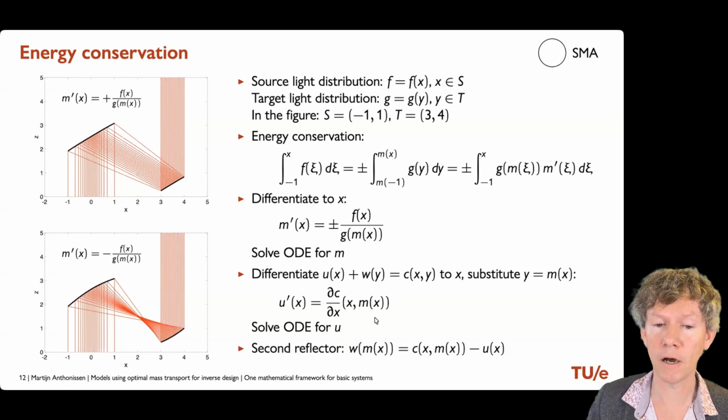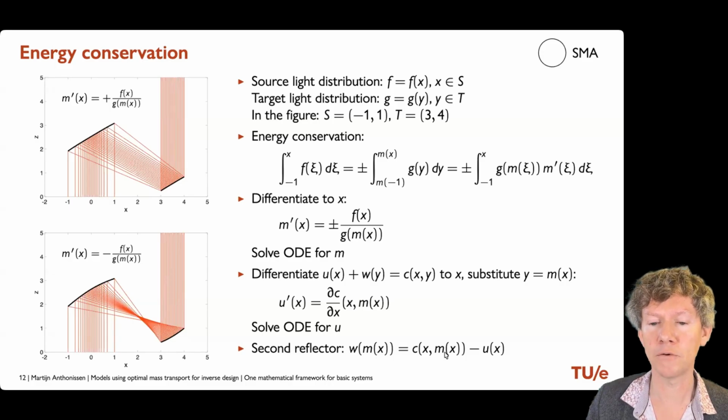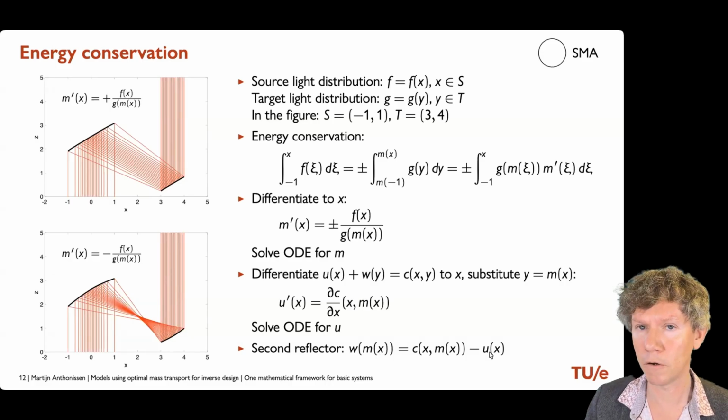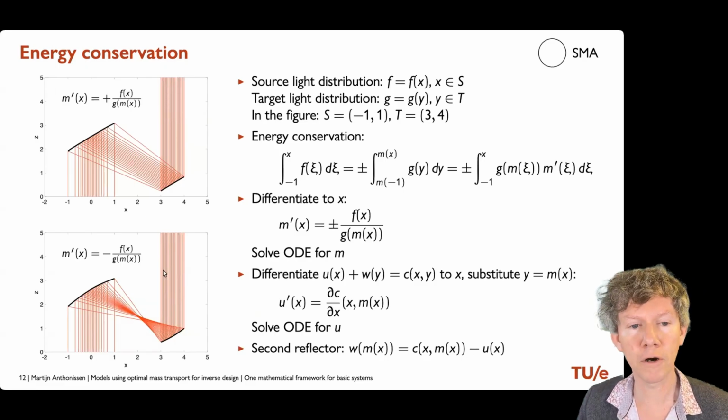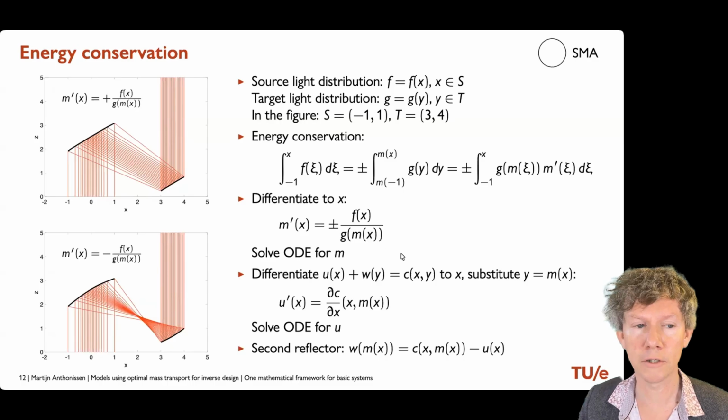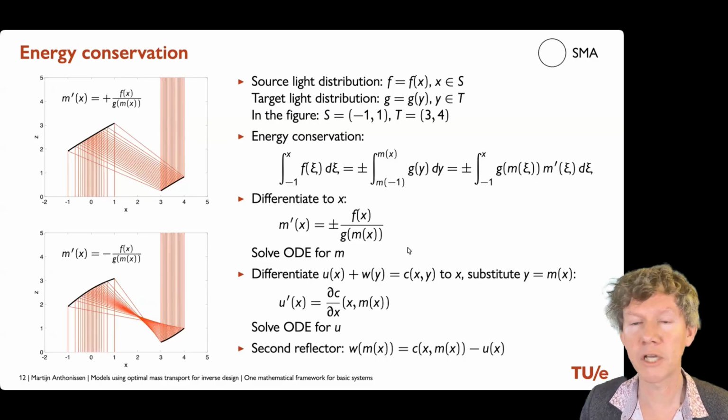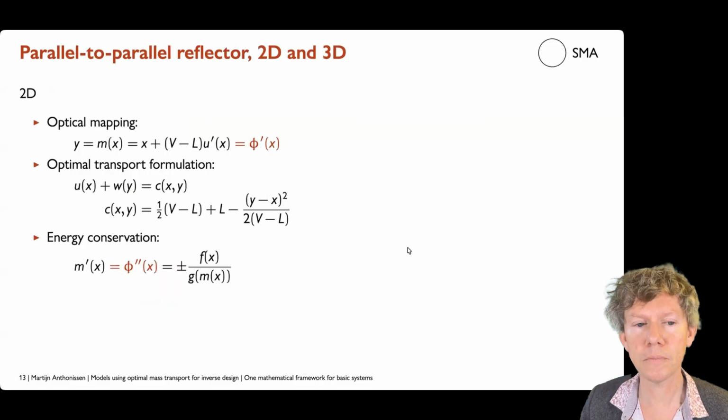And then finally, I have this relation here, still U plus W is C. I replaced Y with m(x), and this gives you the shape, in an indirect way, of the second reflector. And indeed, if you solve that numerically, you find the two pictures on this slide here. So two different solutions that both do the task we wanted to do.